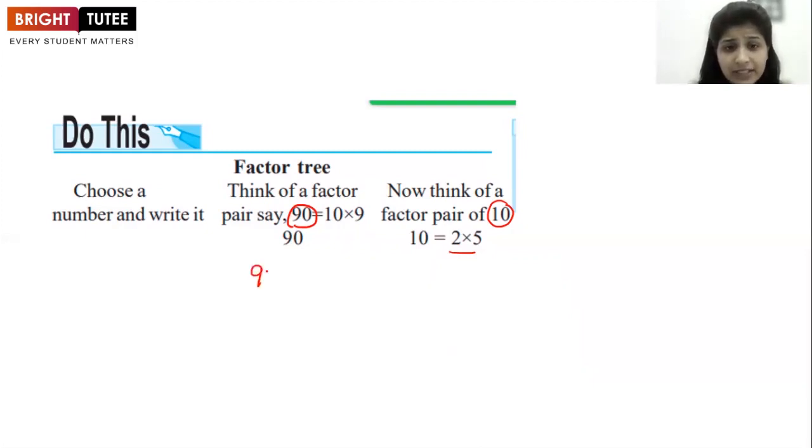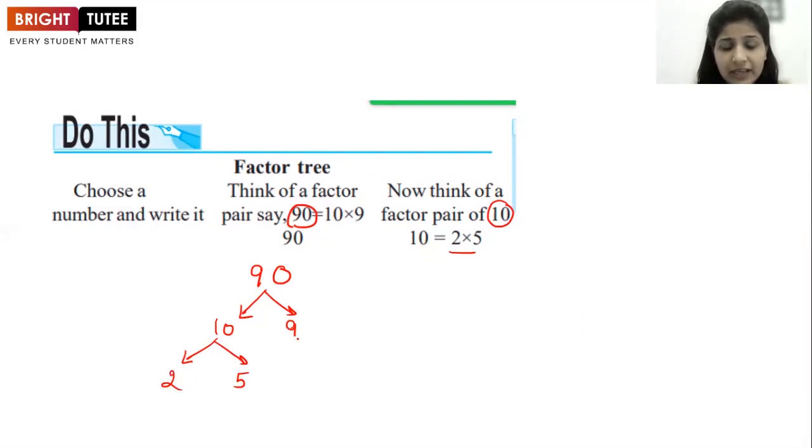Actually, basically, we are discussing the factor tree here. How does that tree get formed? That I am teaching you. So 90 can be written as how? 10 and 9. Okay. Can I break down 10 now? Yes, I can write it as 2 and 5, because 2 into 5 will give me 10.